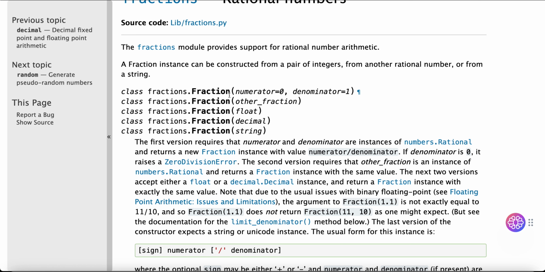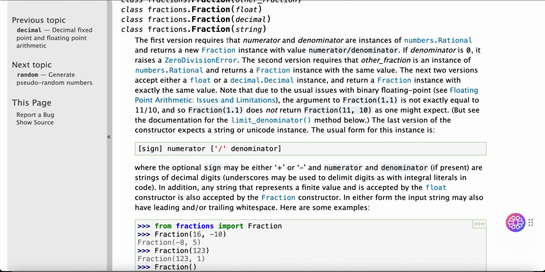class fractions.Fraction(numerator=0, denominator=1). class fractions.Fraction(other_fraction). class fractions.Fraction(float). class fractions.Fraction(decimal). class fractions.Fraction(string). The first version requires that numerator and denominator are instances of numbers.Rational and returns a new Fraction instance with value numerator/denominator. If denominator is 0, it raises a ZeroDivisionError.